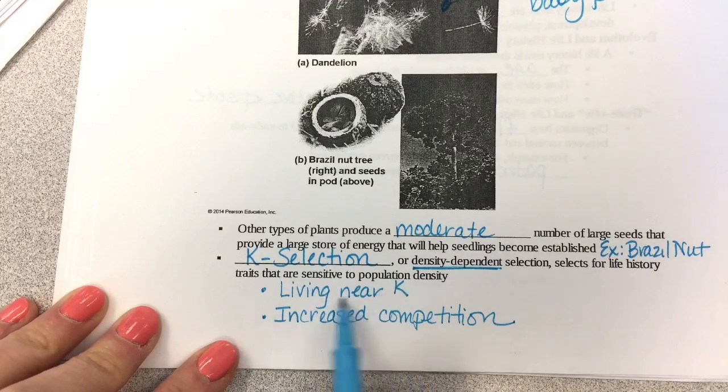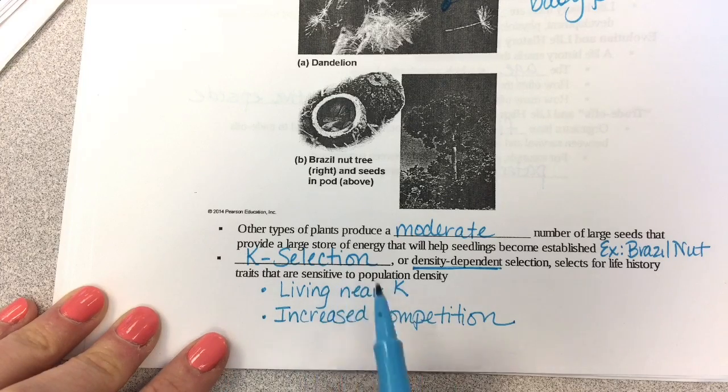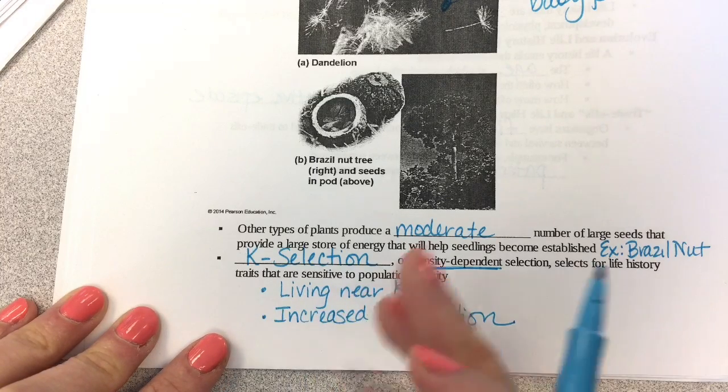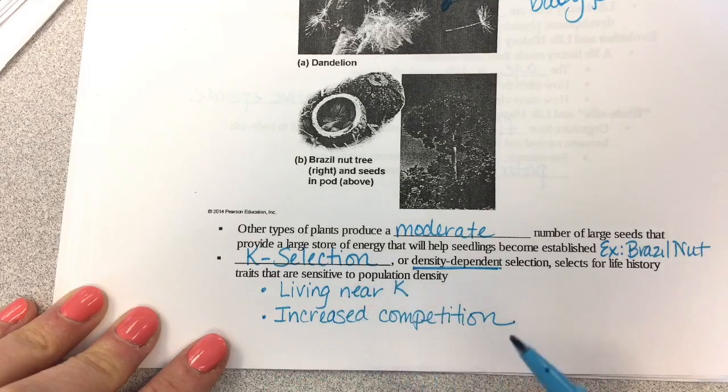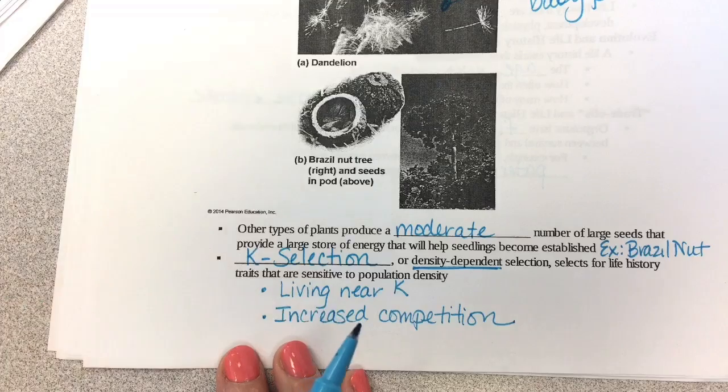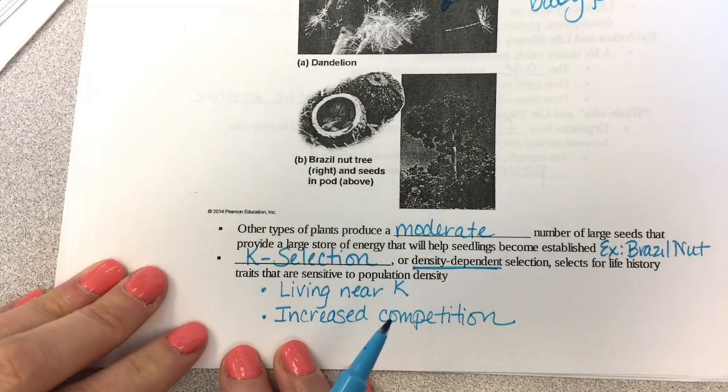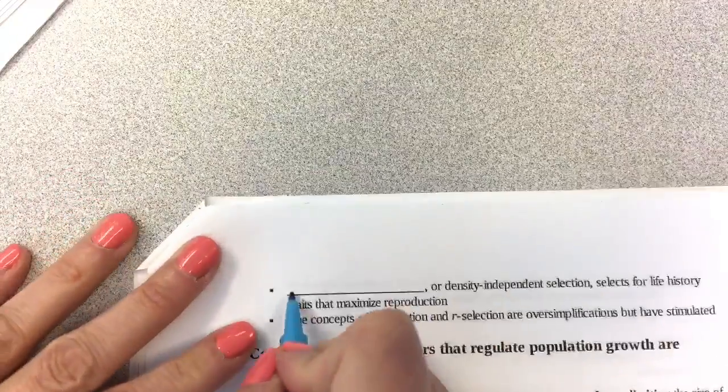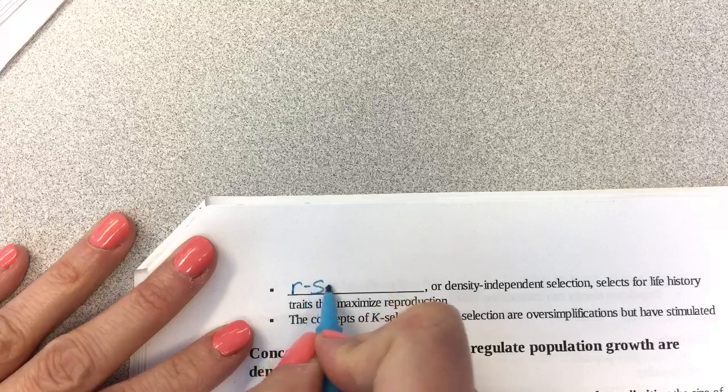Because they're living near carrying capacity, the amount of resources is limited. There's a finite amount of resources, and so as that population gets greater towards that carrying capacity, they're going to start competing more, or have to compete more.